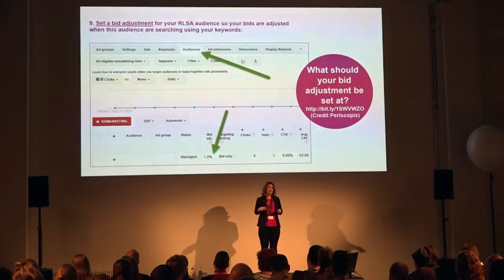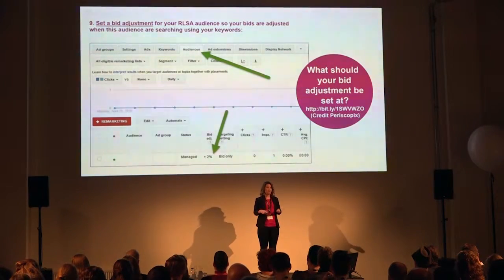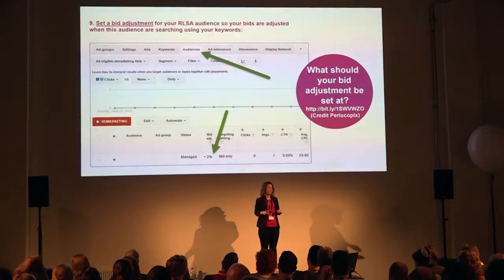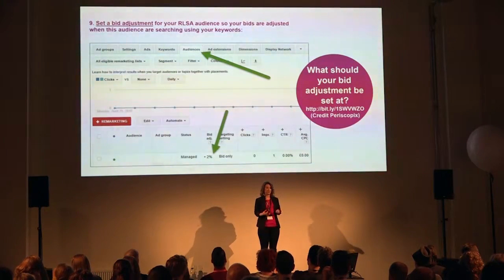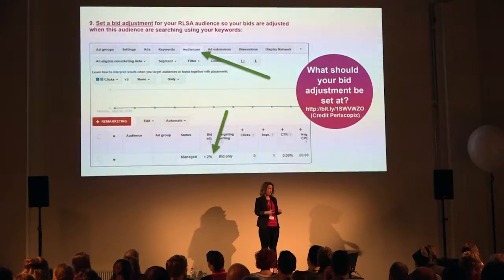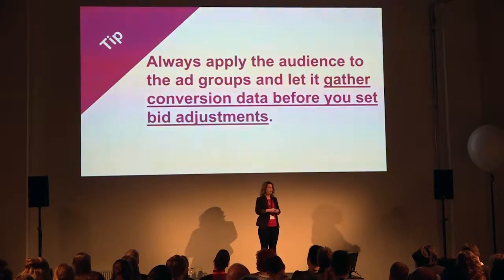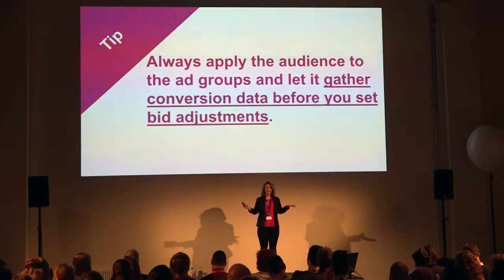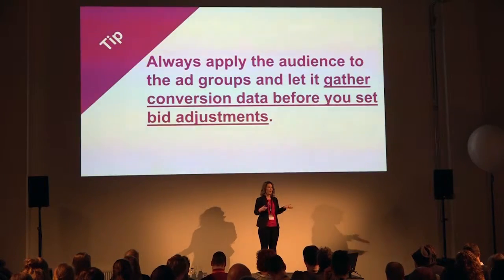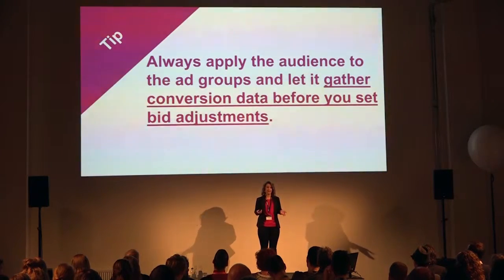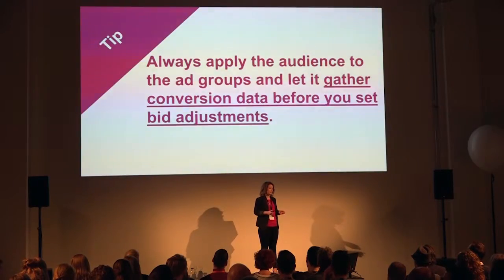So the next stage is to set the bid adjustment. If you're looking for a more scientific approach of how to decide how to set that bid adjustment, then there's a really good article from Periscopics that I've put a link to there. What I tend to do is apply your audience list and don't set a bid adjustment to start with. Let it gather some data on your campaign and then look back and see how well that audience is converting. And from that point, you can then decide whether it's worth increasing or decreasing your bids.